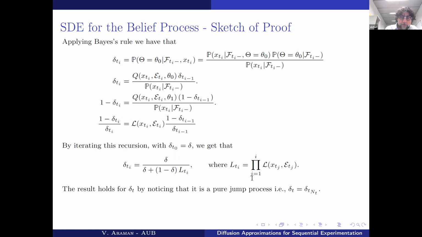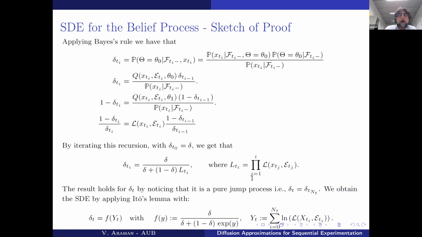And then introducing the product of the likelihood function of the different values, right? So the history is there in the delta t. Given that this is actually a pure jump process, we can replace delta ti by delta t because the value of delta is not changing between two experiments. Now, I want an SDE. Everything I do is I write delta t as some function of a nice random variable. And then I apply Ito's lemma. And then we get this SDE before.